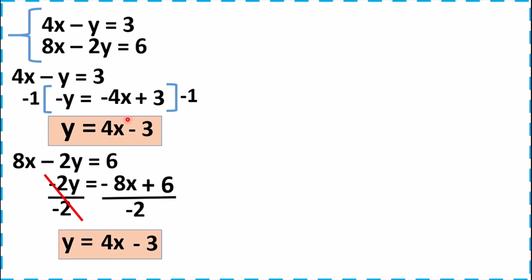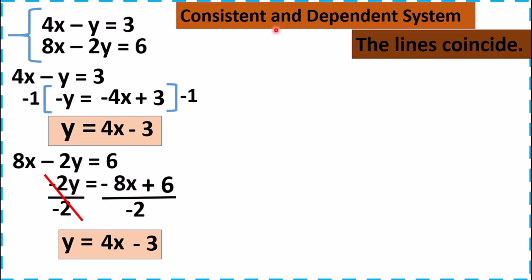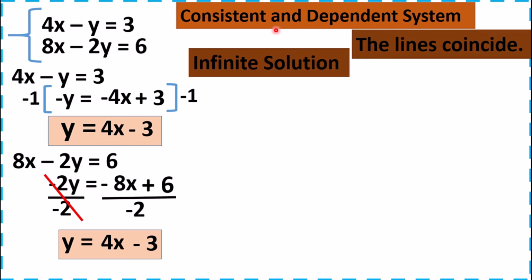Okay, so as you can observe, same sila. First and second equation, slope is positive 4, yung y-intercept ay negative 3. So, ibig sabihin, yung system natin ay consistent and dependent system. So, consistent sila and they depend on each other. So, the lines coincide and there is infinite solution. So, infinite or infinitely many solutions. So, daming solution, walang katapusang solution kasi consistent and dependent yung line.